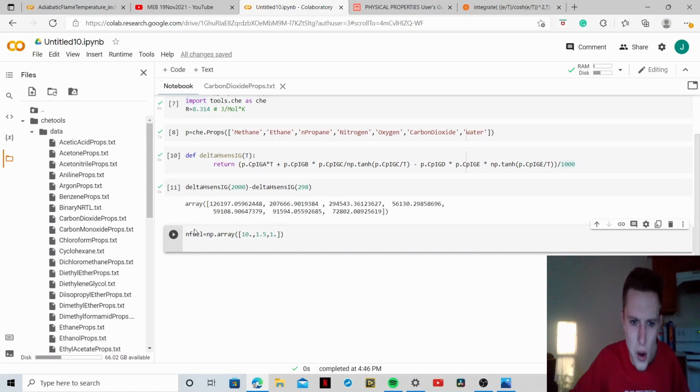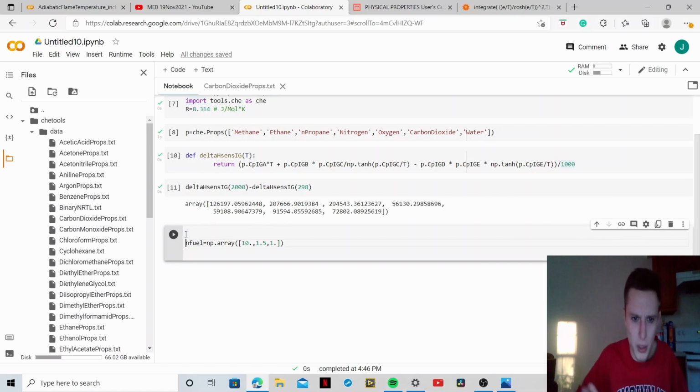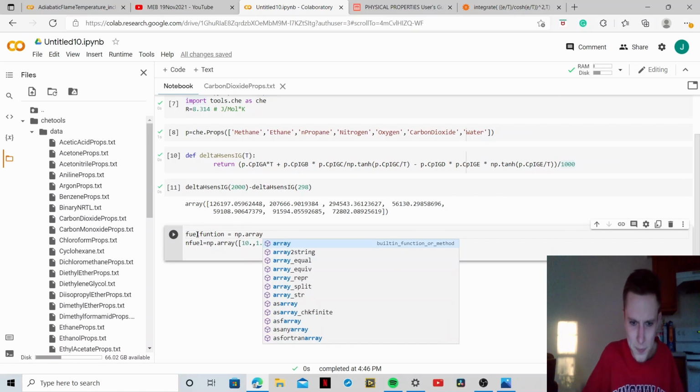And actually, before we do anything, let's bring this down. So we have that called in. And actually, we want to define our fuel function. So let's do fuel function. Can't type today. Function, and let's do it equals another array, so np.array. And we actually want to put in the chemical values for our equation.